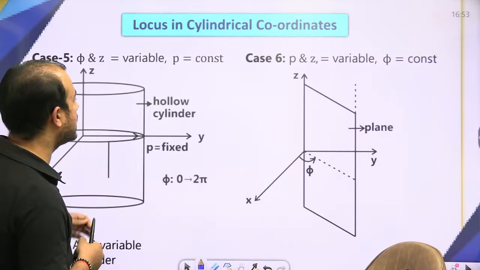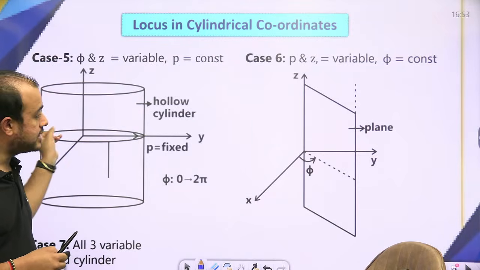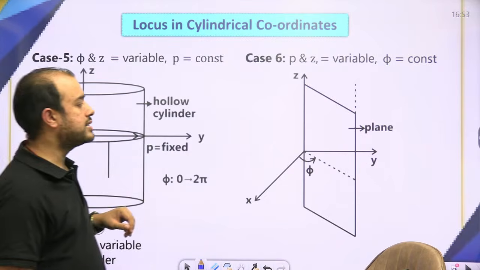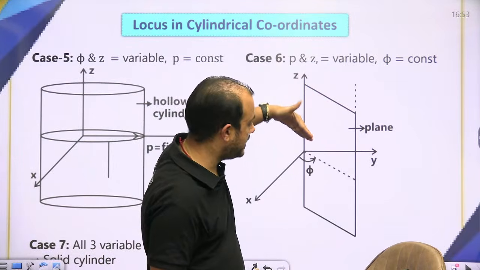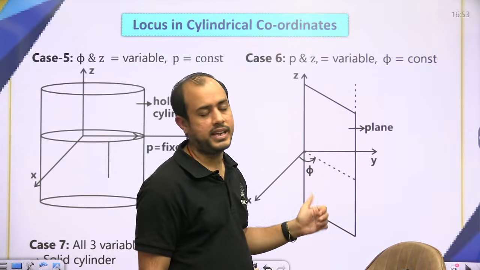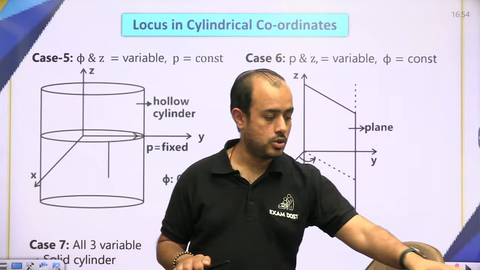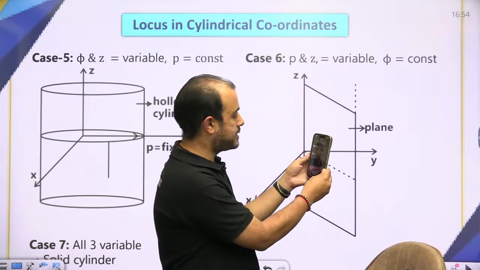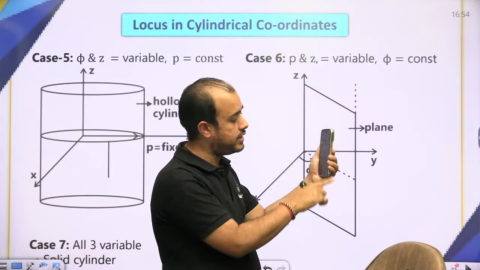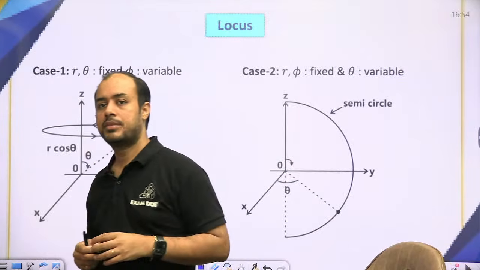If phi and z are variable, rho is constant, so I will get a hollow cylinder. That is the border of a cylinder because radius is fixed. If rho and z are variable, phi is constant, here rho is varying, and z is varying, so I get a plane. Like a paper kept in this way, like my phone, your plane is formed this way. In this direction rho is varying, vertically z is varying, so that way you get a plane.